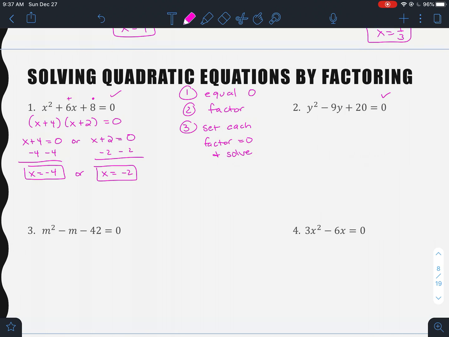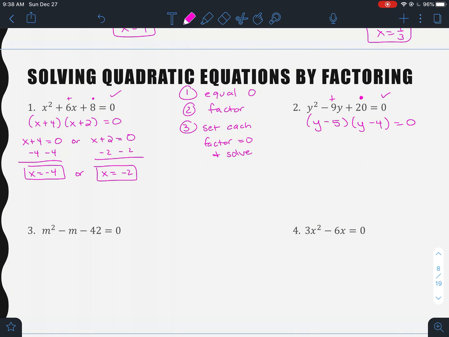Number 2, remember the 3 steps. Make sure one side equals 0 first. It does. And then we factor. So y squared minus 9y plus 20. To factor that, we need two numbers. When you multiply them, you get positive 20, and when you add them together, you get -9. So what times what is 20? This would be y minus 5 times y minus 4.